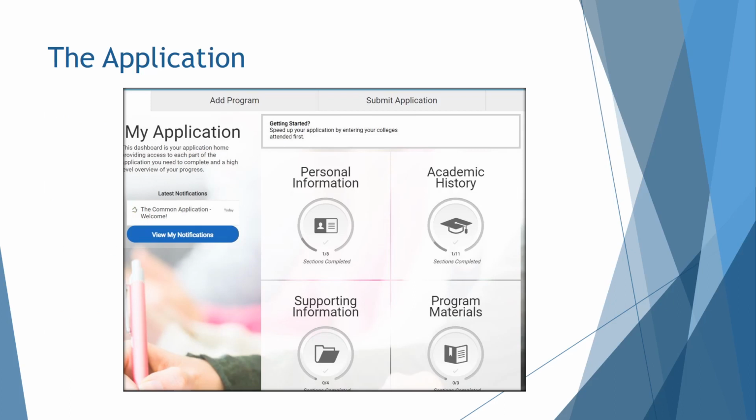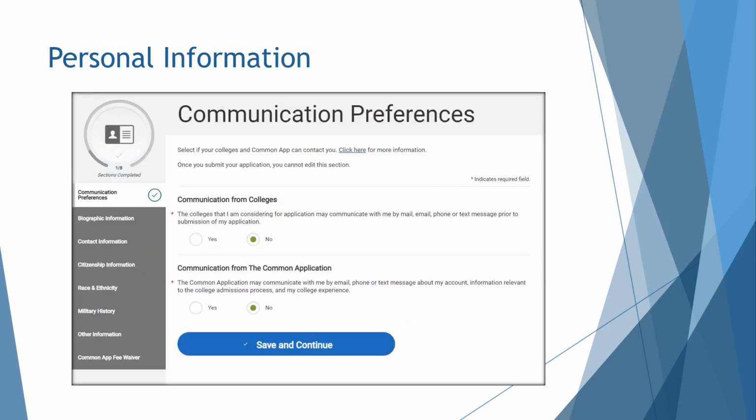The application is broken down into four sections: personal information, academic history, supporting information, and program materials. This will look very familiar to you if you have filled out the California State University application. For the most part, the personal information section should be relatively straightforward. One thing to note in this section is your communication preferences. Make sure that you are okay with receiving information from both colleges and the Common Application.